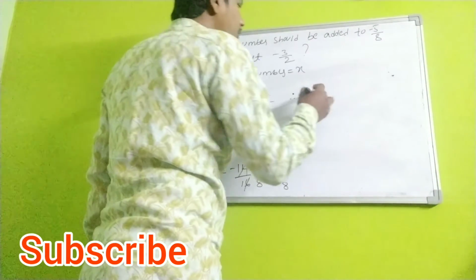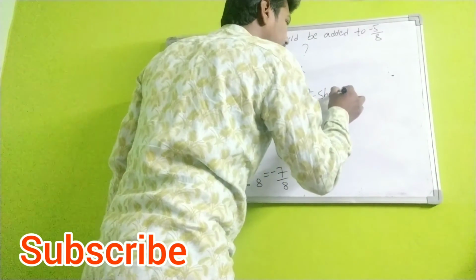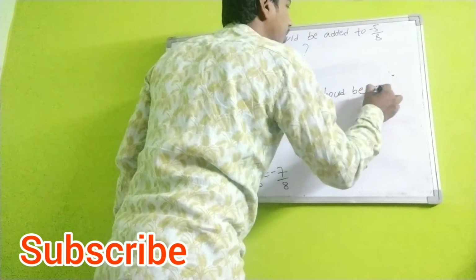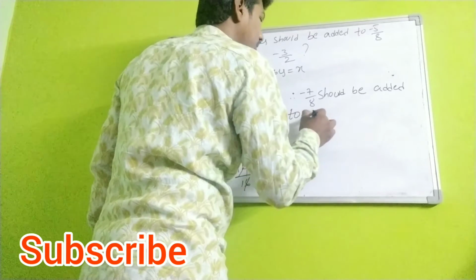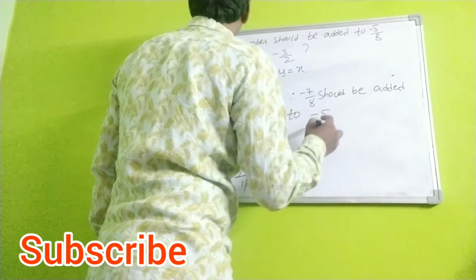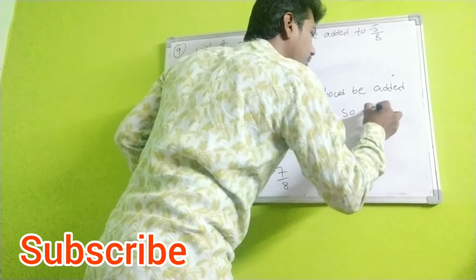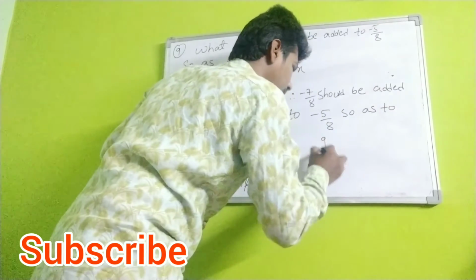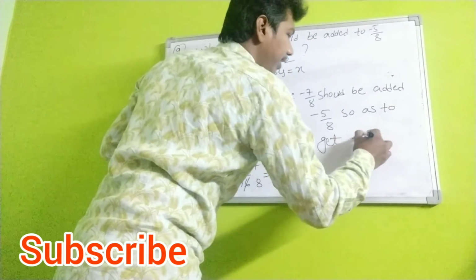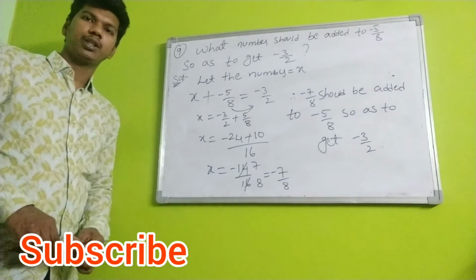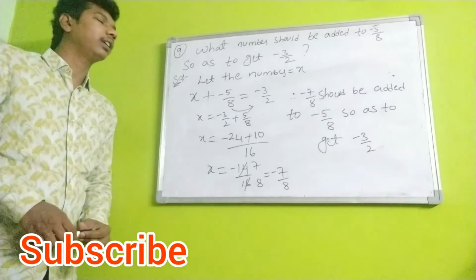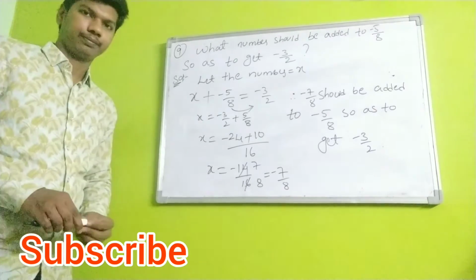Minus 7 by 8 should be added to minus 5 by 8 so as to get minus 3 by 2. Okay. This is the 9th solution, students. Next, let's see question number 10.